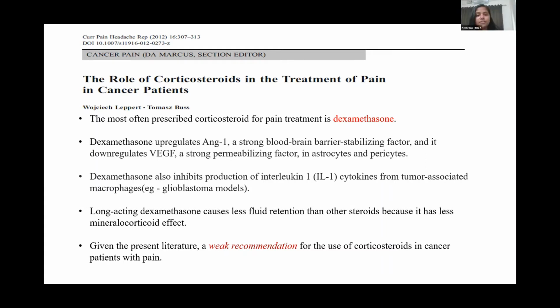The role of corticosteroids in the treatment of pain in cancer patients. The most often prescribed corticosteroid for pain management is dexamethasone. Dexamethasone upregulates angiopoietin 1, a strong blood-brain barrier stabilizing factor, and it downregulates VEGF, a strong permeabilizing factor in astrocytes and pericytes. Dexamethasone also inhibits the interleukin-1 cytokines associated with macrophages, which helps in headache. That is, in glioblastoma patients, it improves the pain. And being long-acting, dexamethasone causes less fluid retention than other steroids because it has less mineralocorticoid effect. Given the present literature, a weak recommendation for the use of glucocorticoids in cancer patients with pain is indicated.